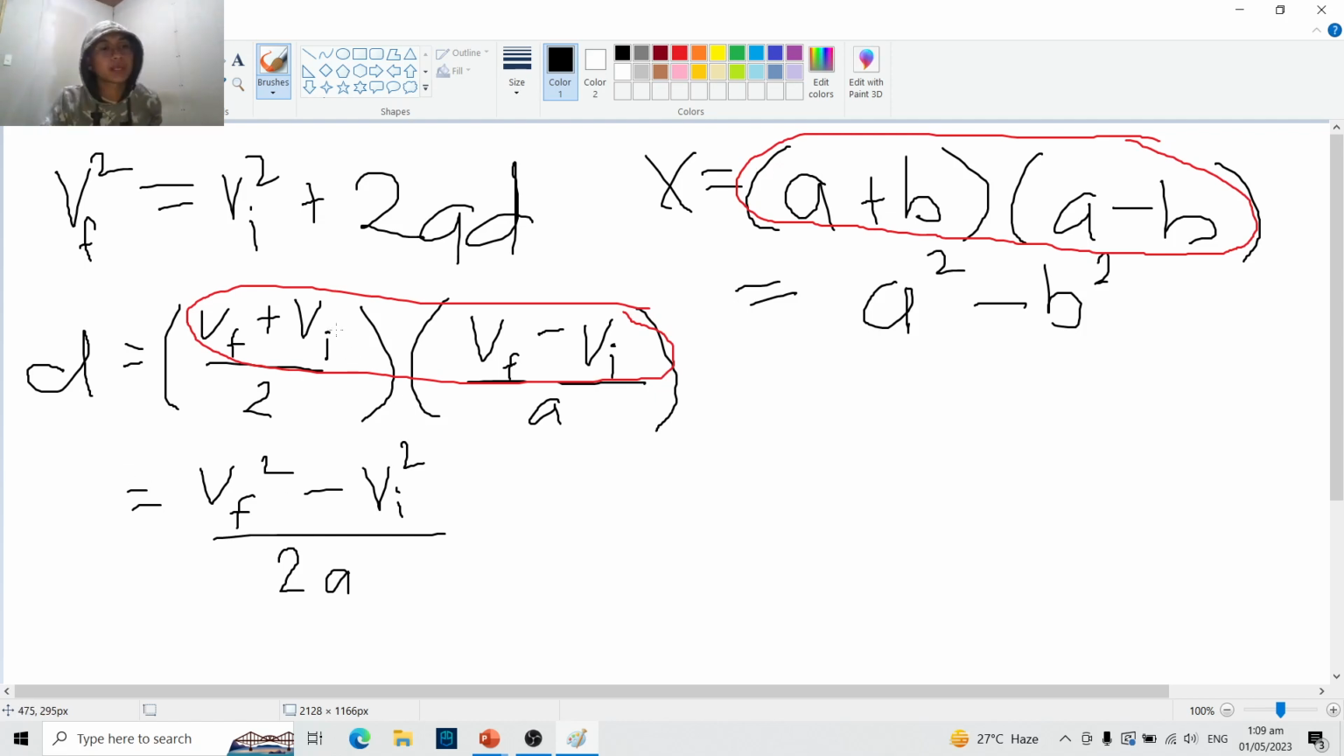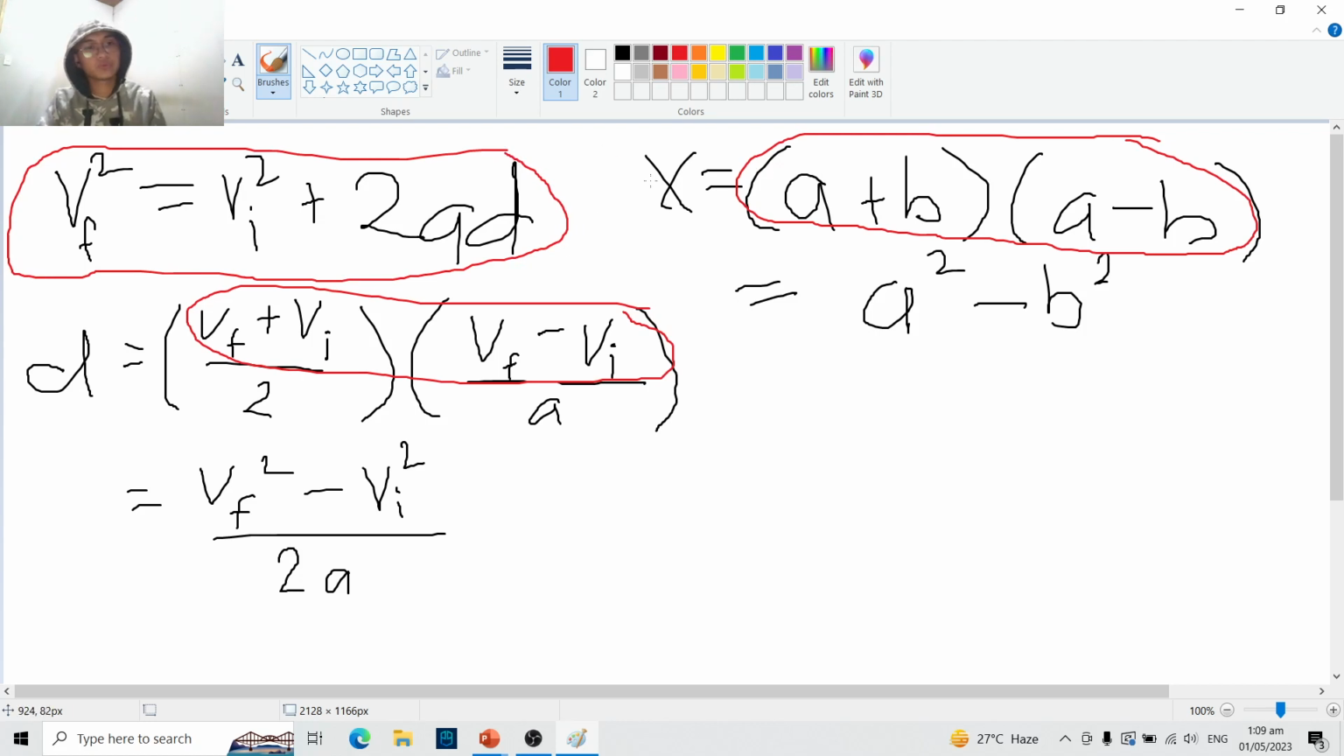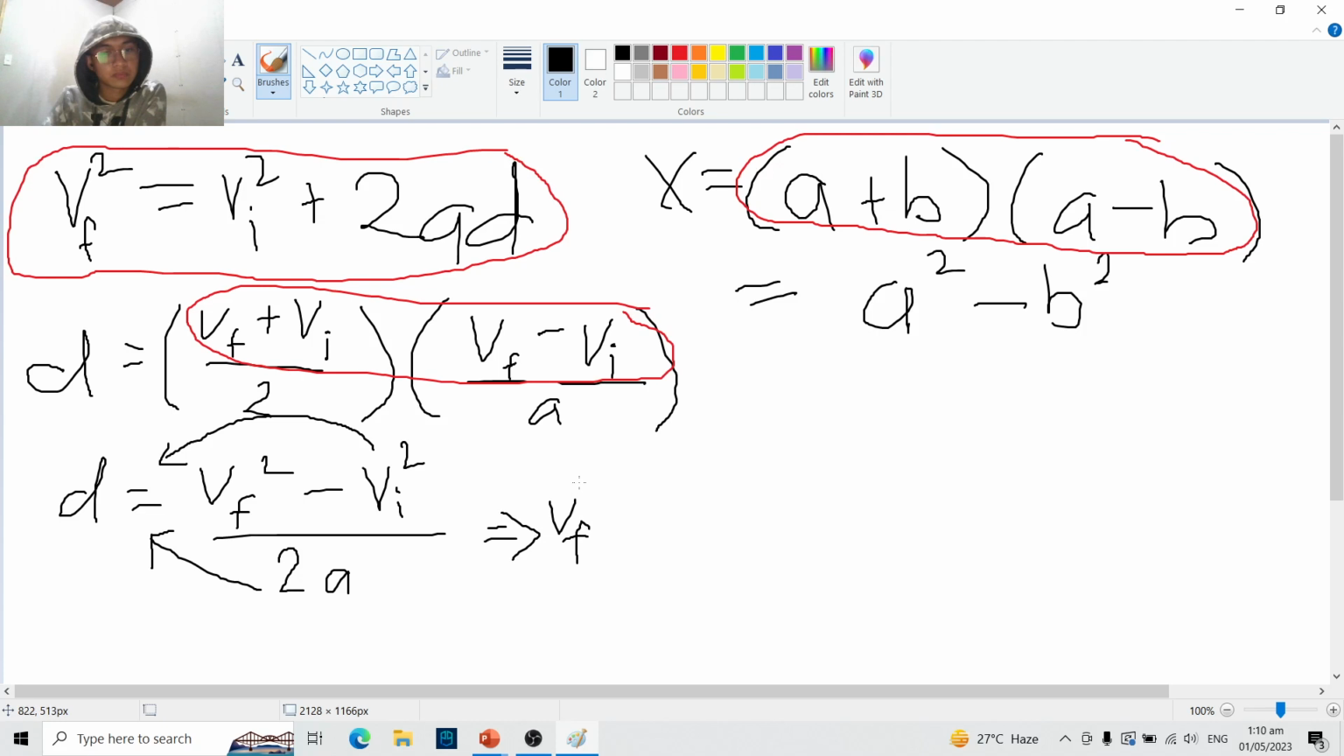Now, we want to get this equation, the equation we want to reach. So what you're going to do is simply move d here, by cross multiplication, and then move Vi squared over here. So we get the equation Vf squared is equals to Vi squared plus 2ad.